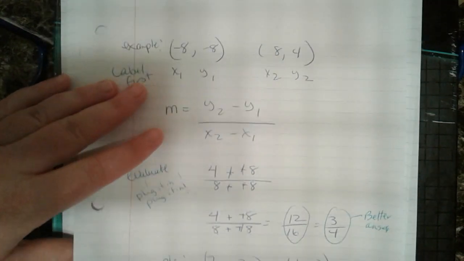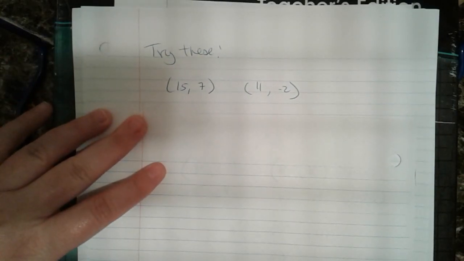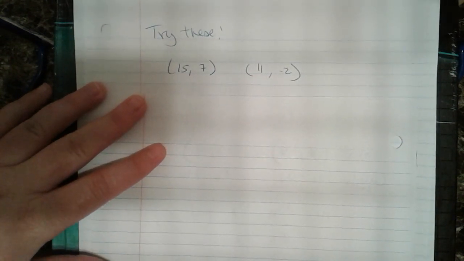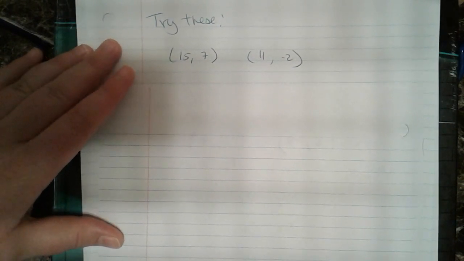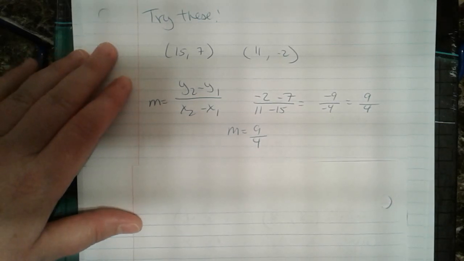Okay, so go ahead and try out this one. Go ahead and try out the ordered pairs (5, 7) and (11, -2). So go ahead and pause the video and try that one out. Okay, assuming you paused the video, you should have come up with 9 over 4.